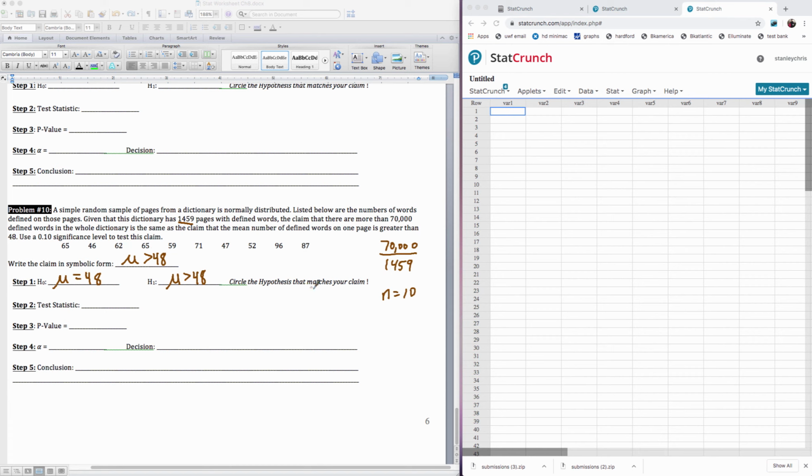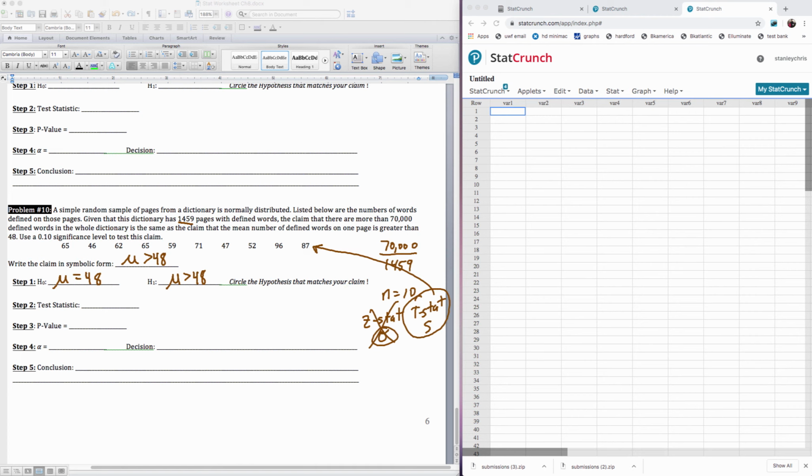Okay, so let's decide what test to use. So just like last time, we have a Z-stat and a T-stat. I won't mess it up this time. Z-stats are for sigma, T-stats are for S. So scan the problem and look for this sigma. The sigma is the true standard deviation of all 1,459 pages. And we do not see that. So what they're going to do is calculate the S from these 10 for us, which we won't see. You just have to know what button to push.